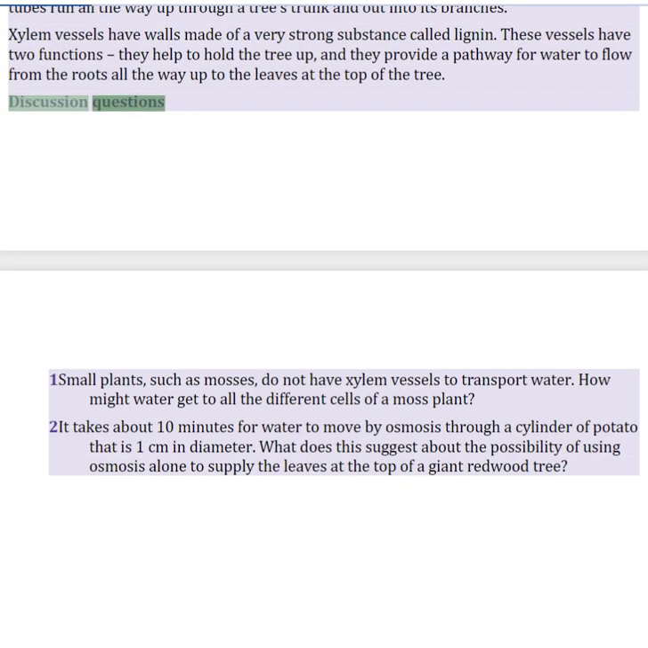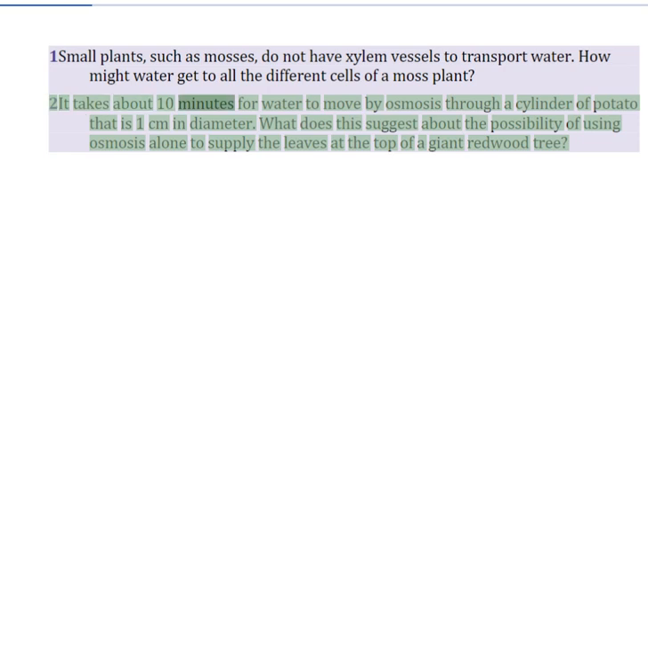Discussion questions. 1. Small plants, such as mosses, do not have xylem vessels to transport water. How might water get to all the different cells of a moss plant? 2. It takes about 10 minutes for water to move by osmosis through a cylinder of potato that is 1 centimeter in diameter. What does this suggest about the possibility of using osmosis alone to supply the leaves at the top of a giant redwood tree?